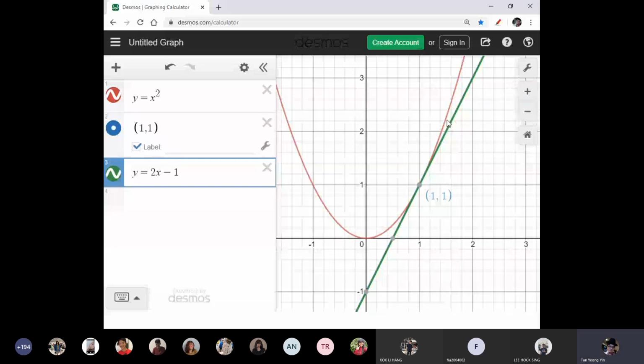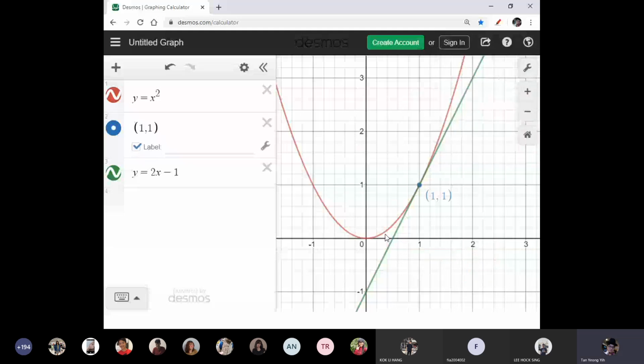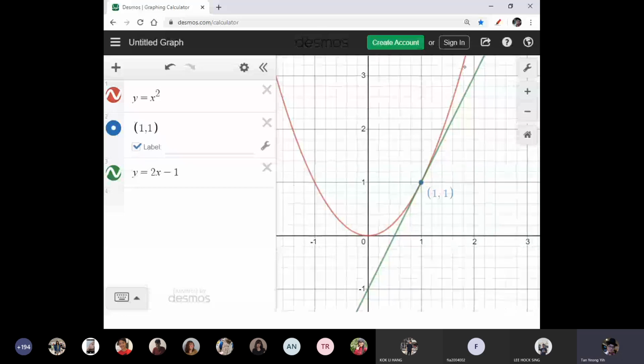Okay, now this line is called the tangent line. After we find the tangent line, we are going to find the slope for this line. So what is the slope for this line? Okay, student, any idea? What is the slope for this line?